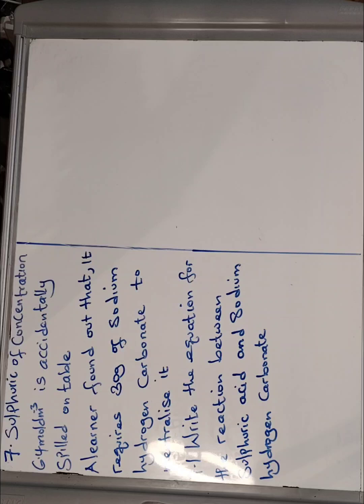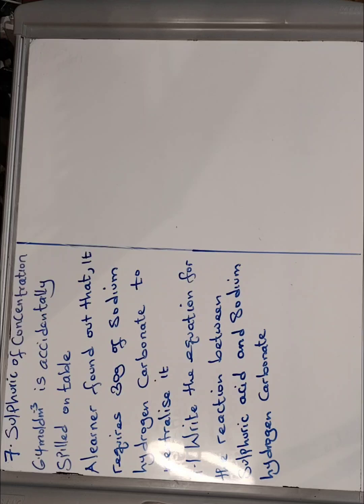Today's question also comes from the topic acids and bases. Let's look at what the statement says. Sulfuric acid of concentration 6.4 moles per cubic decimeter is accidentally spilled on a table. A learner found out that it requires 30 grams of sodium hydrogen carbonate to neutralize it. 7.1. Write the equation for the reaction between sulfuric acid and the sodium hydrogen carbonate.